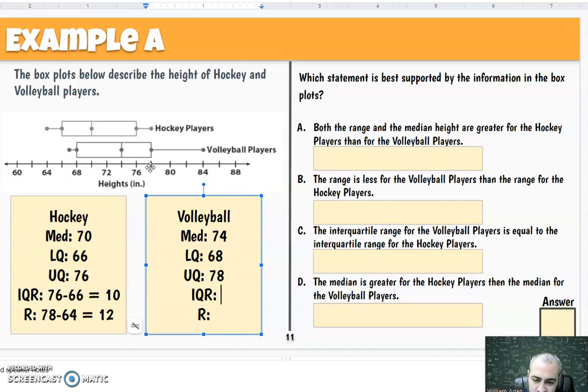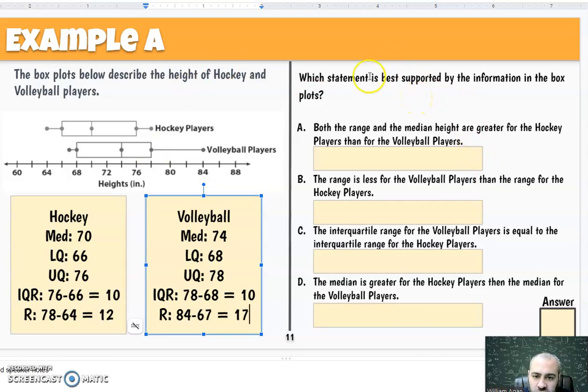The interquartile range is the upper quartile minus the lower quartile. That's 78 minus 68, which equals 10. And my regular range is the upper extreme minus the lower extreme. The upper extreme is 84, and the lower extreme is, that looks like 67. And that's going to give me 17.